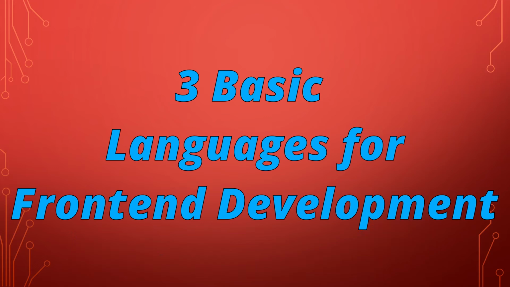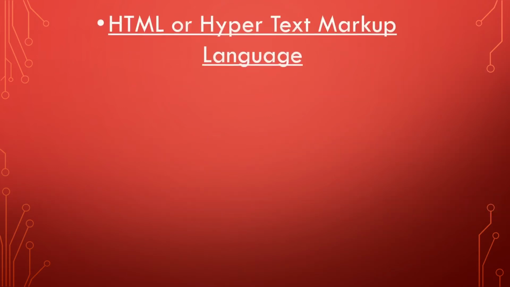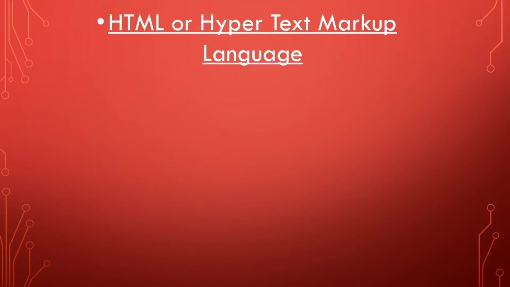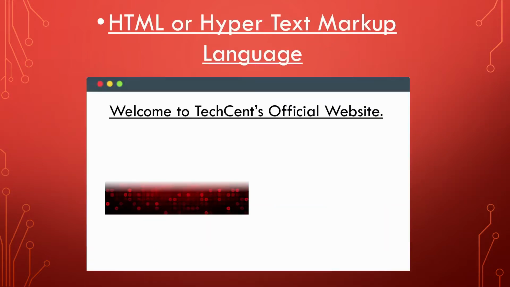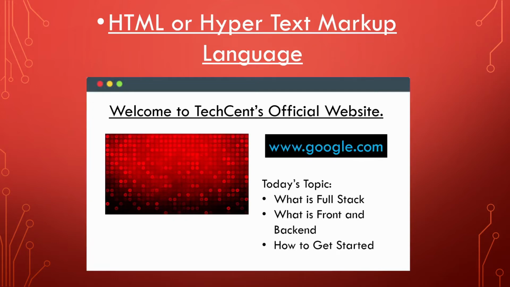A front end developer should know three basic languages: HTML or hypertext markup language. It's basically the structure of a web page. It allows you to write text, insert images, hypertext, lists, and so on. We use tags to define each element like a paragraph or an image.